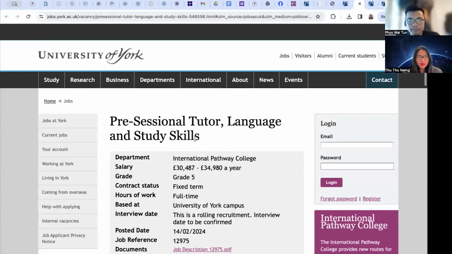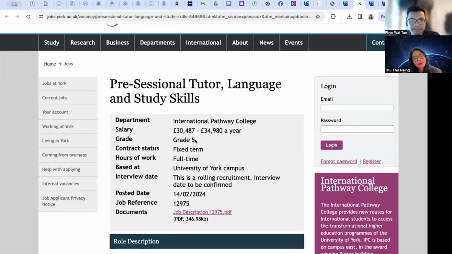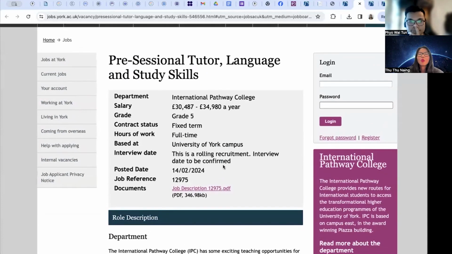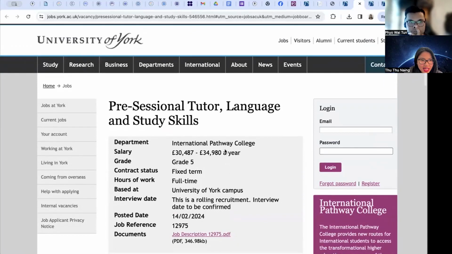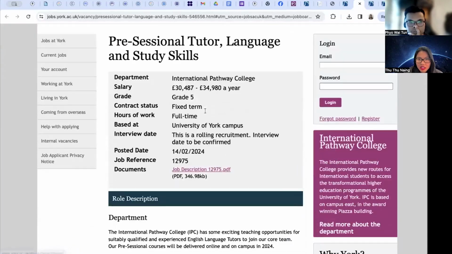This is an example of an EAP role. They call it pre-sessional tutor, language and study skills. Now here there are two types, pre-sessional and in-sessional. Pre-sessional means it's kind of like summer stuff. You will see here fixed term, which means it's not a one or two year contract. It's like three or four months, depending on the schools. So this is at the University of York, as you can see.